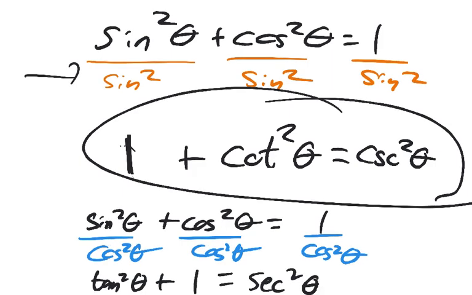The more we do these, you're going to see I don't write any theta there most of the time. I just normally write sine squared plus cosine squared equals 1. But it's just for any angle theta, and it's the same angle theta.